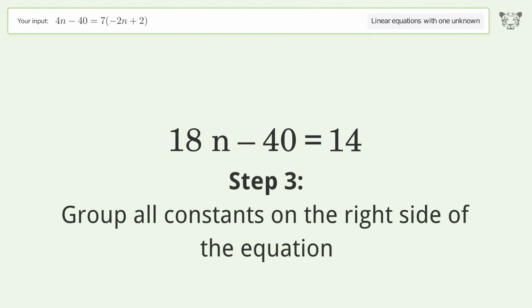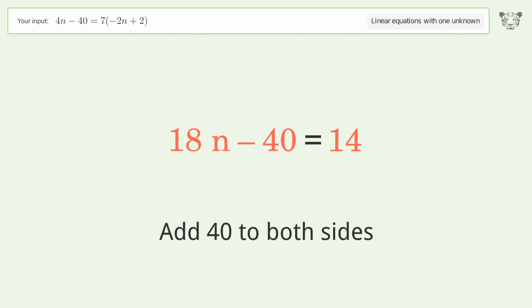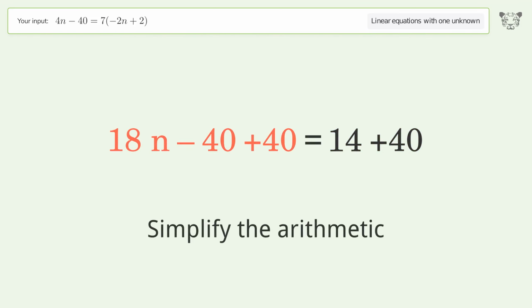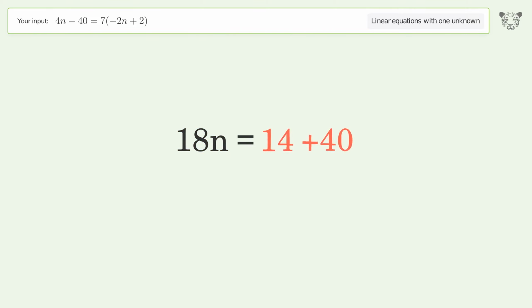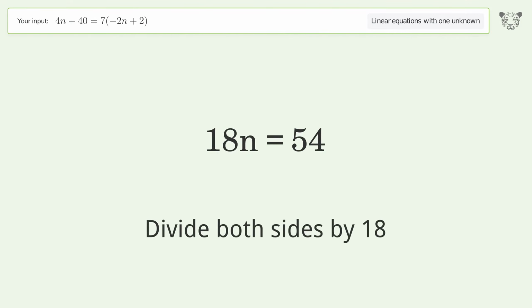Group all constants on the right side of the equation. Add 40 to both sides. Simplify the arithmetic. Isolate the n. Divide both sides by 18.